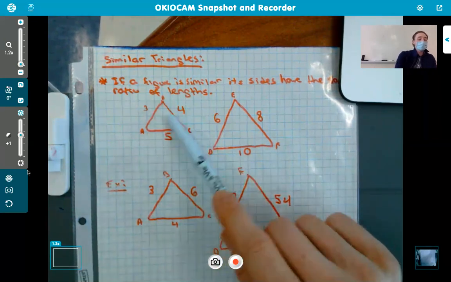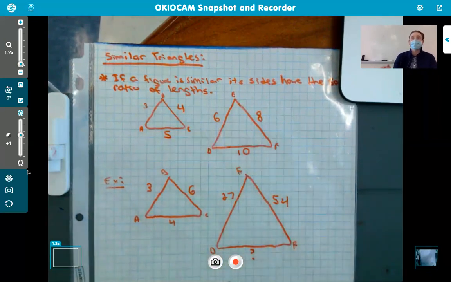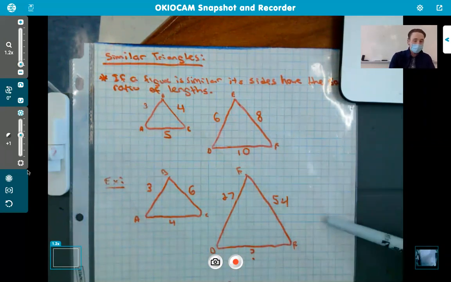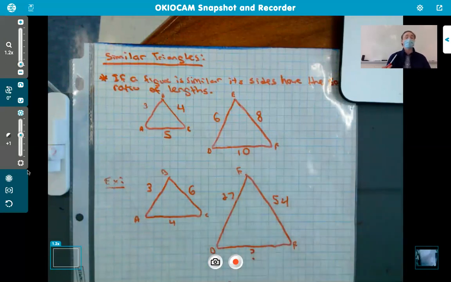So each side that I look at is proportional. It has that same ratio. I multiply something by the same number to get to a number over here, for every single side. And if that's the case, then the figures are similar. If it's not the case, then my figures are not similar.